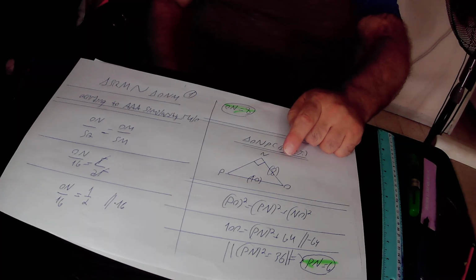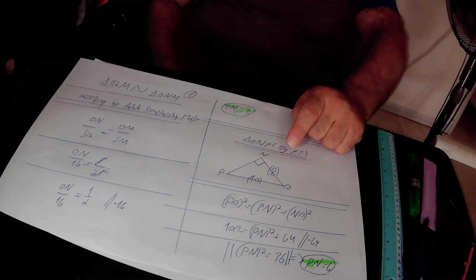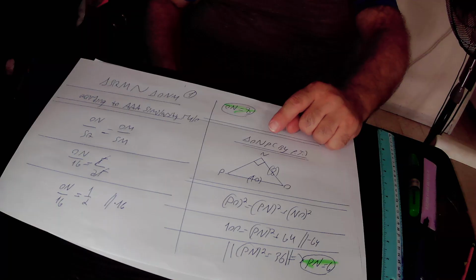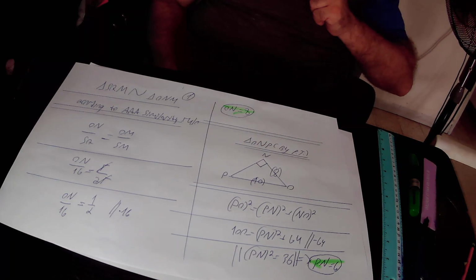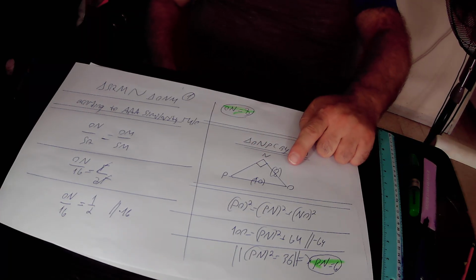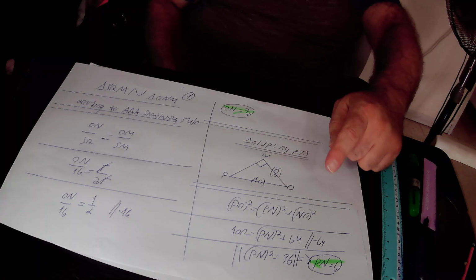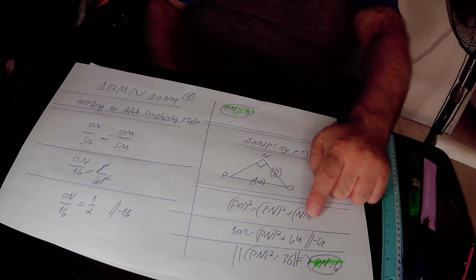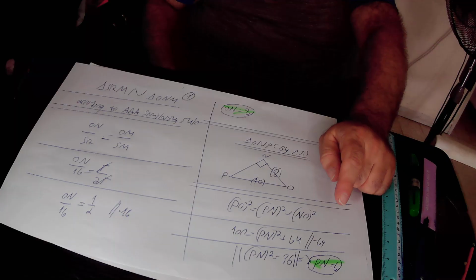PO is 10, therefore PO squared is 10 squared, that is 100. And it equals PN squared. PN is the missing side, so we leave it as it is, plus ON squared. ON is 8, therefore ON squared is 8 squared, that is 64. So in total, we found out that 100 equals PN squared plus 64.